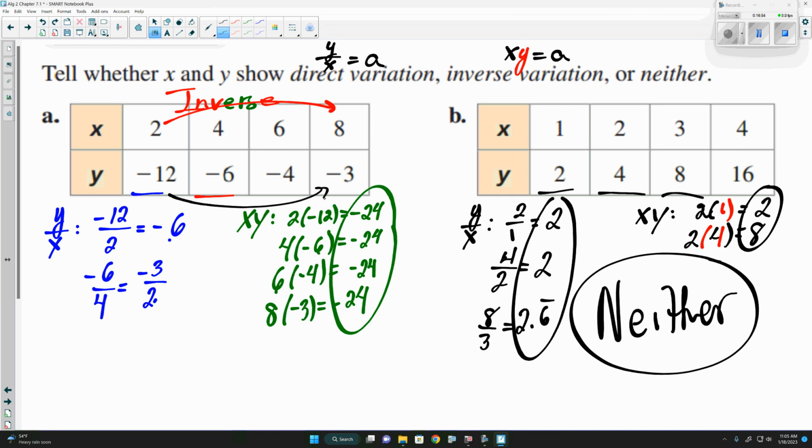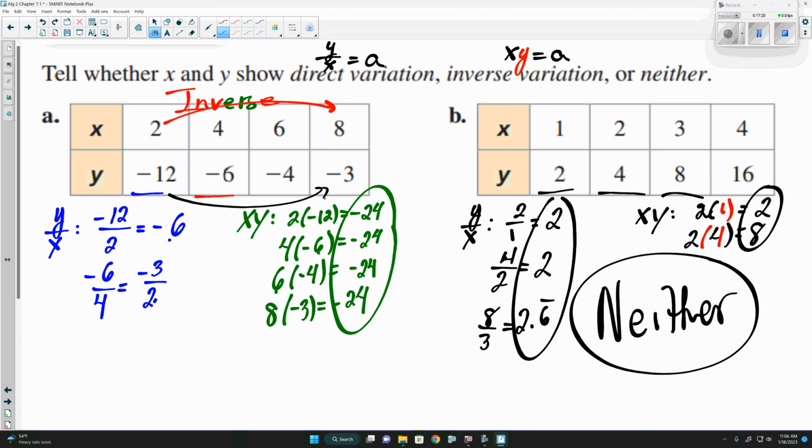If we look at B, 1, 2, 3, 4, the x values are increasing. The y values 2, 4, 8, 16, they are increasing. So most likely, if it's going to be one or the other, it's most likely going to be direct because they're both going up. But they're not going up by the same amount from one to the next, so it's not direct. Questions on this here?